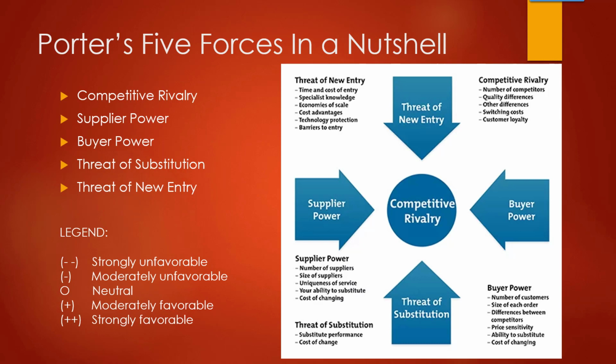So as all of you may have read in the class, or maybe some new viewers watching, this is an outline of the Porter's 5 Forces. You've got competitive rivalry, supplier power, buyer power, threat of substitution, and threat of new entry. And here's a chart that I pulled offline to give you an idea of what it looks like. For my legend, you can see I've got strongly unfavorable, moderately unfavorable, neutral, moderately favorable, and strongly favorable, indicated by pluses and minuses and zeros.